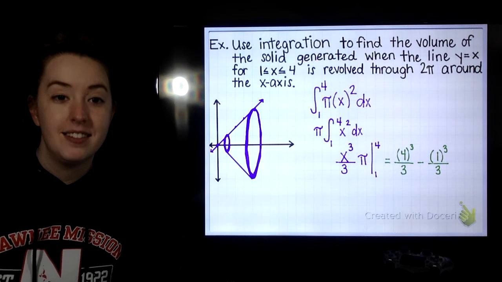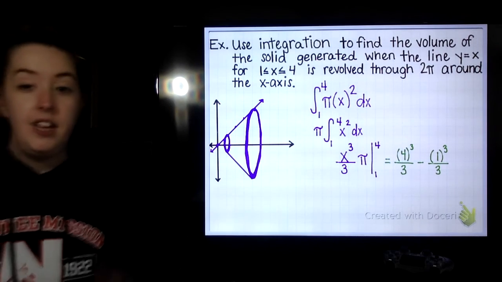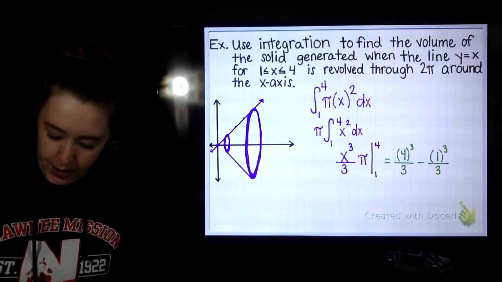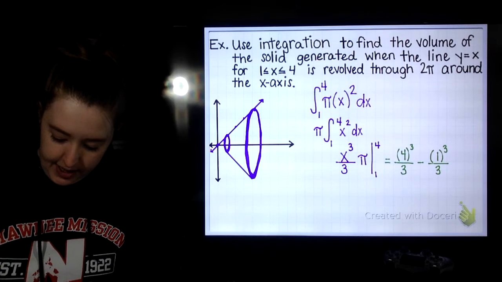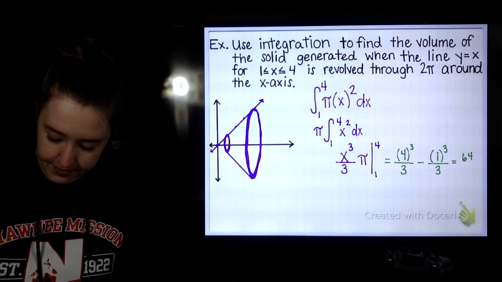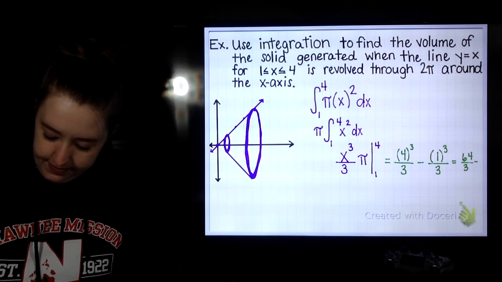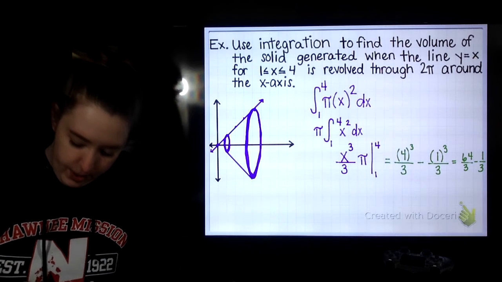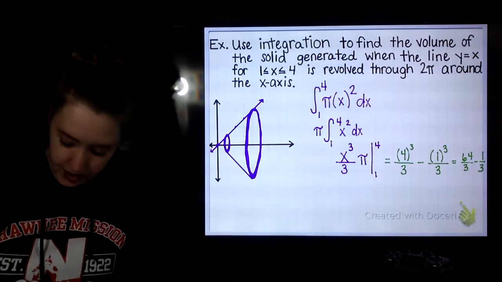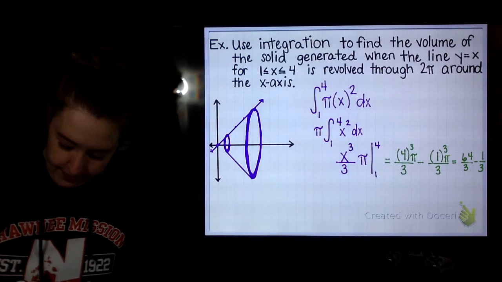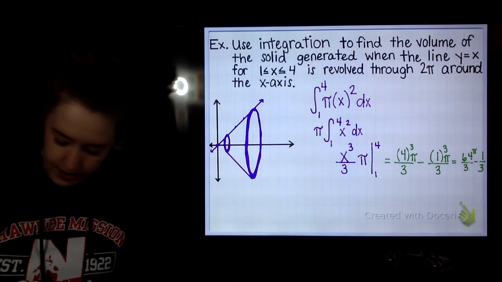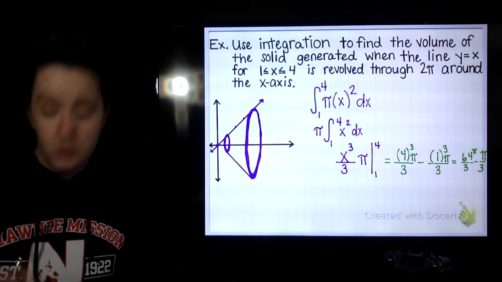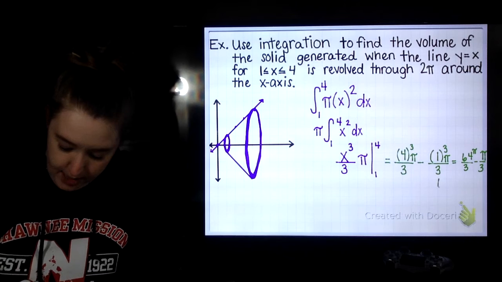So let's see, 4 times 4 is 16, 16 times 4 is 64. So right now we've got 64 thirds minus 1/3. Oh, and then we've got pi's on all of those, don't we? Oops, I forgot about my pi's, I'm so sorry. So we've got 64 pi over 3, and then pi over 3. So 64 pi over 3 minus 1 pi over 3 is 63 pi over 3.